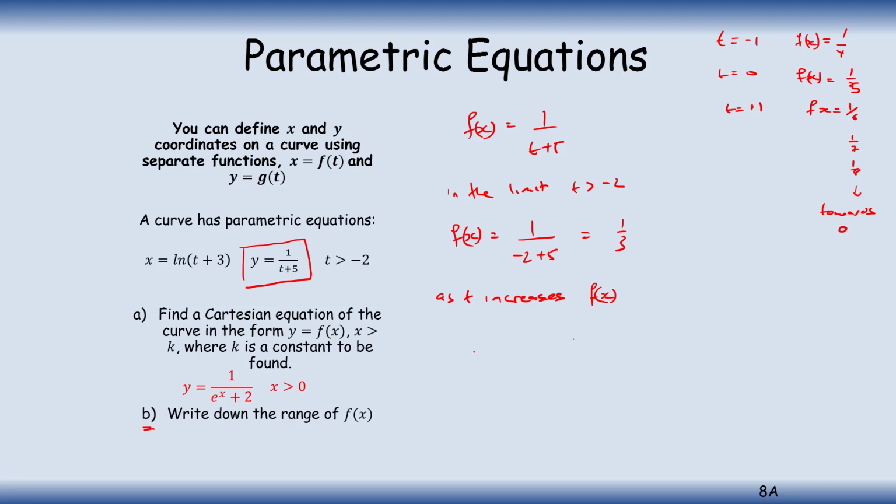So we can look at our range then. f of x is equal to 1 over t plus 5. And then we know that y is always going to be less than a third. Oops, should I write f of x? I don't want to keep interchanging. Let's just leave it as f of x instead of y. So we can say that the function of x is less than a third, but it's also going to be greater than 0, because it never gets to 0. So that's our range, and that's our part B.